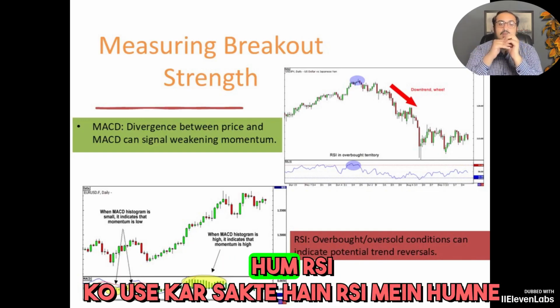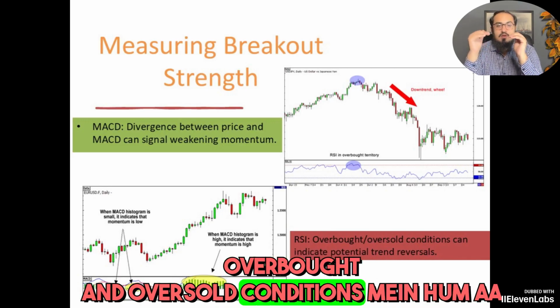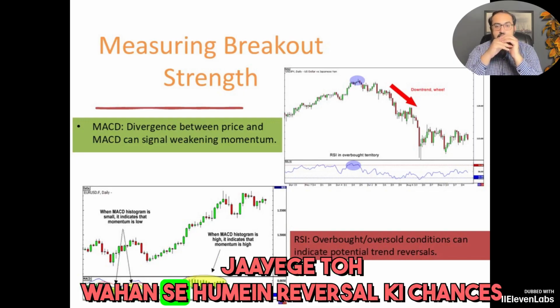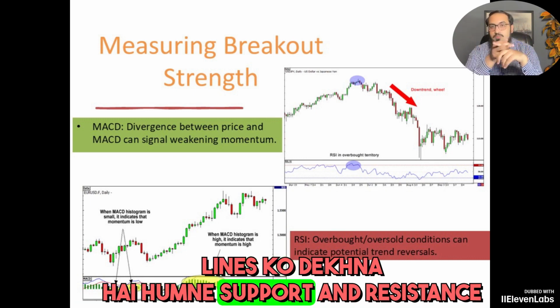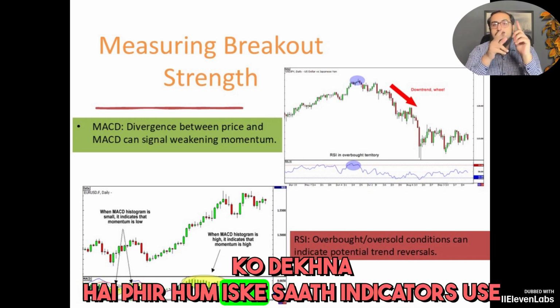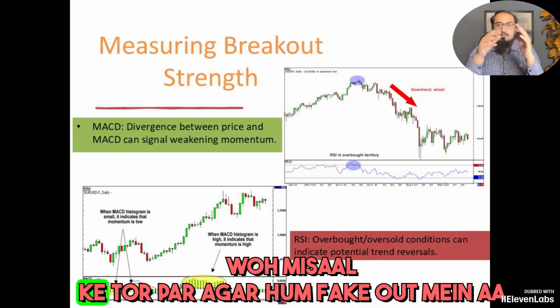And the second thing is we can use RSI. In RSI, we have to look at overbought and oversold conditions. When we reach overbought and oversold conditions, the chances of reversal increase from there. So we have to look at the trend line, we have to look at support and resistance, then we have to use indicators with it to identify a breakout.